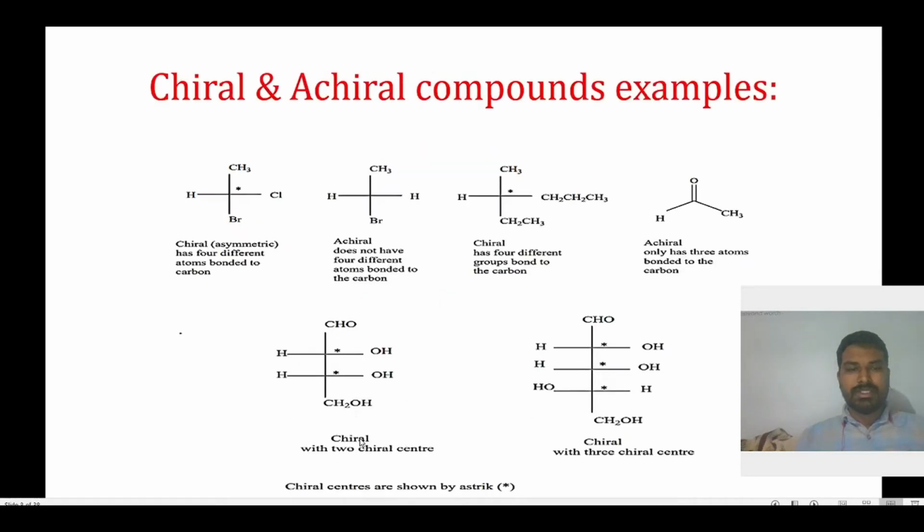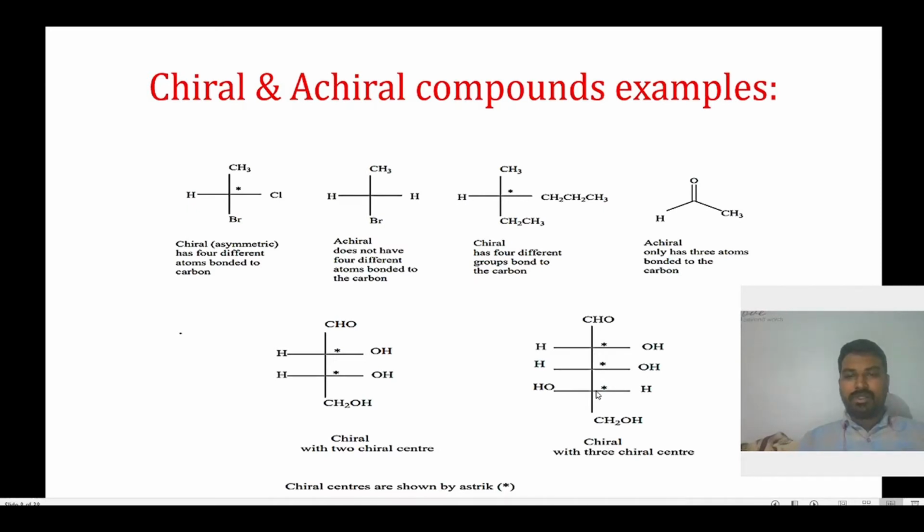Now see this chiral with two chiral centers. This whole group is one part, and these three groups are the other part. Now here we will see the second carbon, that is C2. The whole group is bonded to the other carbon and the other groups, and this one is bonded to another group. Okay, this also has three chiral carbon centers, C1, C2 and C3.